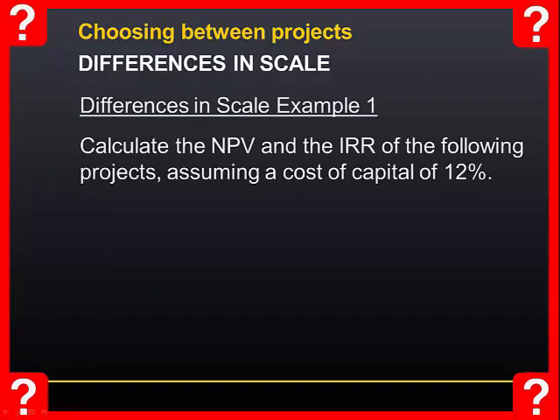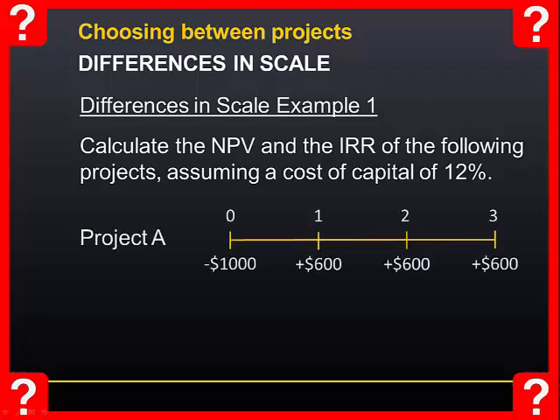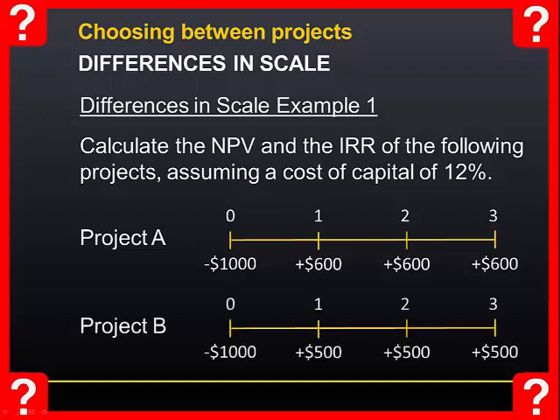Calculate the NPV and the internal rate of return of the following projects, assuming a cost of capital of 12%. I've already stated in the previous module that you do not need to calculate the internal rate of return for projects with more than one future cash flow. However, you're welcome to have a go at it if you like. It is worthwhile to use this opportunity to practice calculating the NPV.